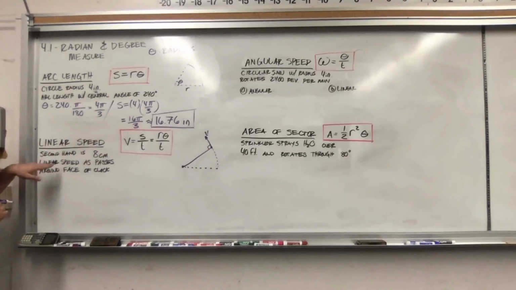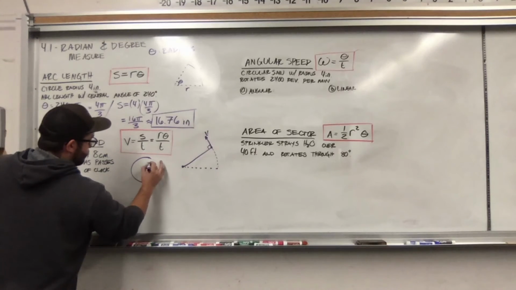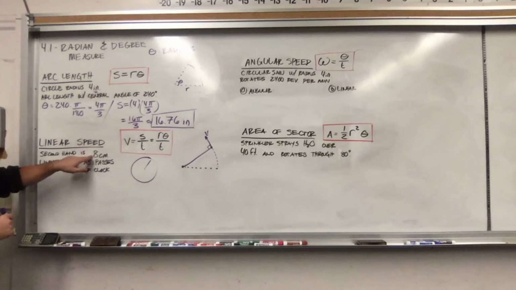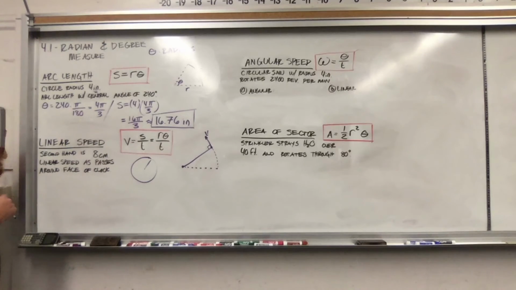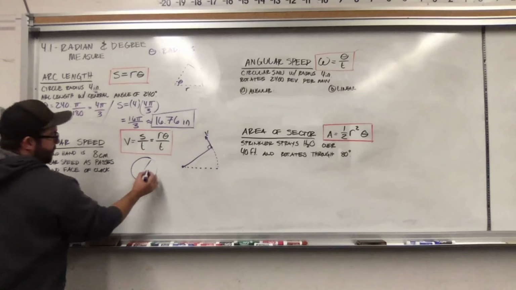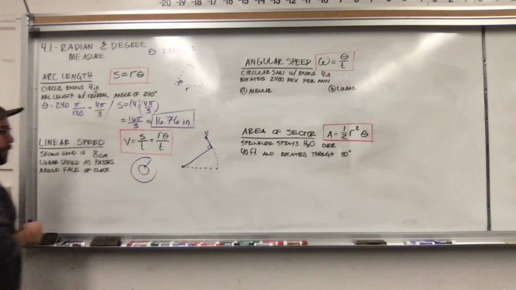So let's see what we got. We got a second hand on the clock. So do a little sketch of a clock. My second hand, we know the radius. So we already got R. We want to know its linear speed as it passes around the face of a clock. So as this does one full rotation, we want to know the linear speed.